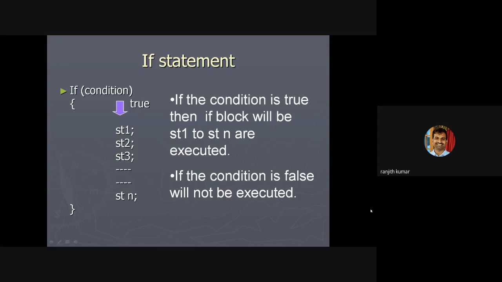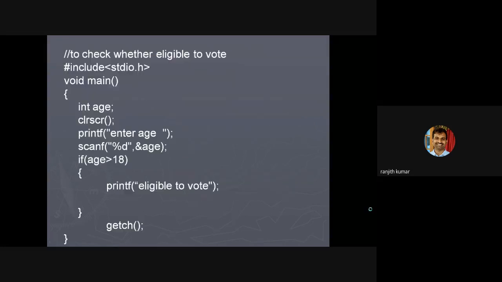Okay, let me show one example. I want to check the greatest of two numbers. How will you check? A greater than B, A is big. A less than B, A is small. B greater than A, B is big. B less than A, B is small. That is two examples: greatest of two numbers or smallest of two numbers.